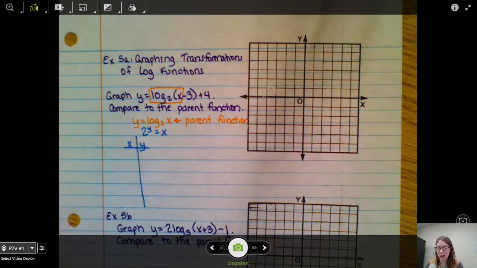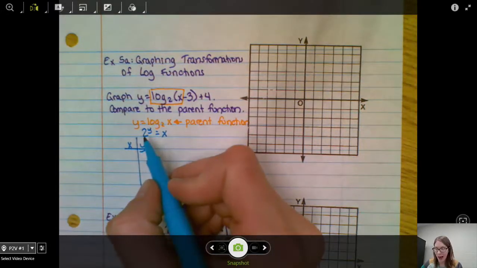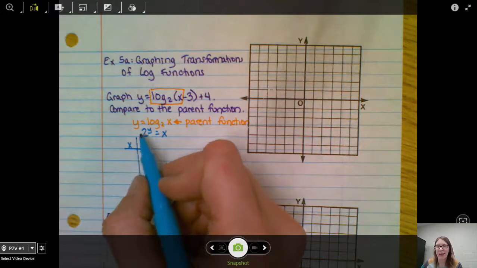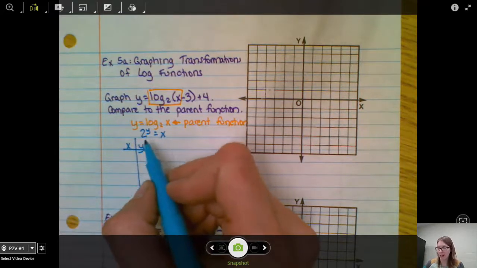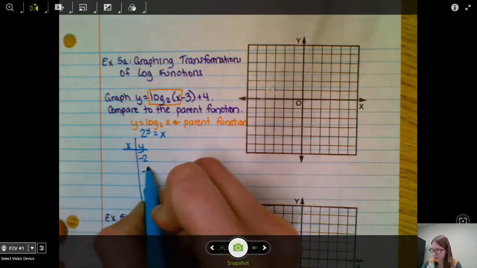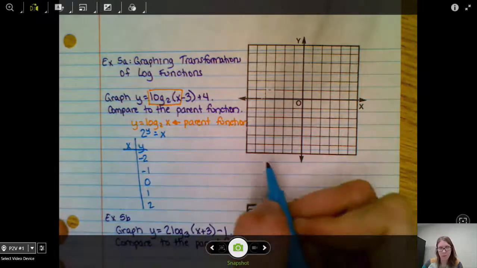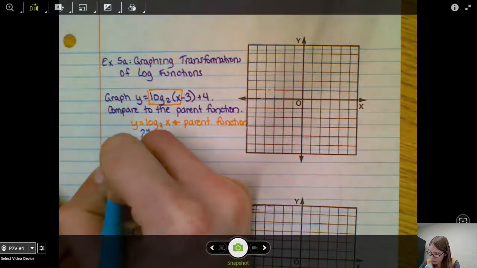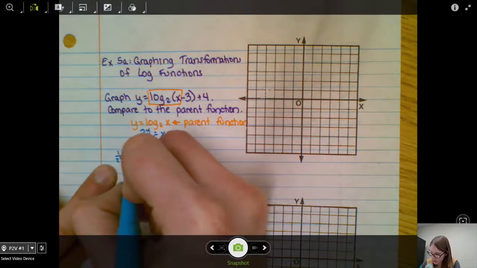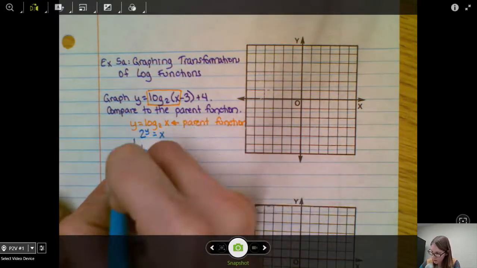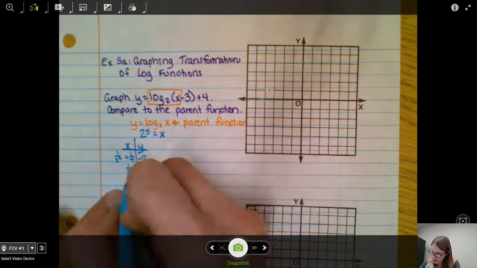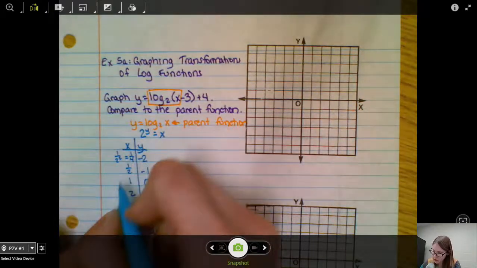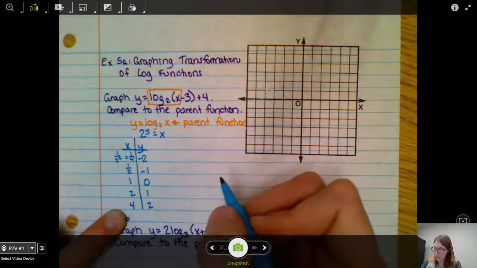But again, those values we're using for y because we can take 2 to the negative second power. We can take 2 to the negative first. Okay, so 2 to the negative second power is 1 over 2 squared, which is 1/4. 2 to the negative first power is 1/2. 2 to the 0, 2 to the first, and then 2 squared is 4.